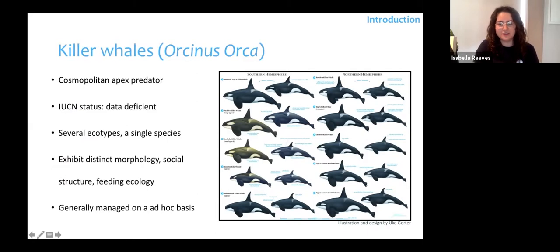So as on the right of the screen, they're the current ecotypes that are recognised, and at least based on these ecotypes alone, they do seem to have distinct morphology, social structure, feeding ecology, even acoustics, physiology, etc. Generally, however, from a global basis, they're managed on an ad hoc scale, so basically just where the information is available.